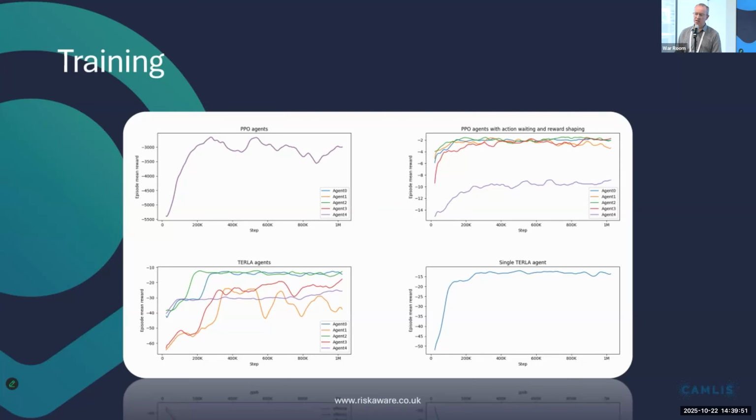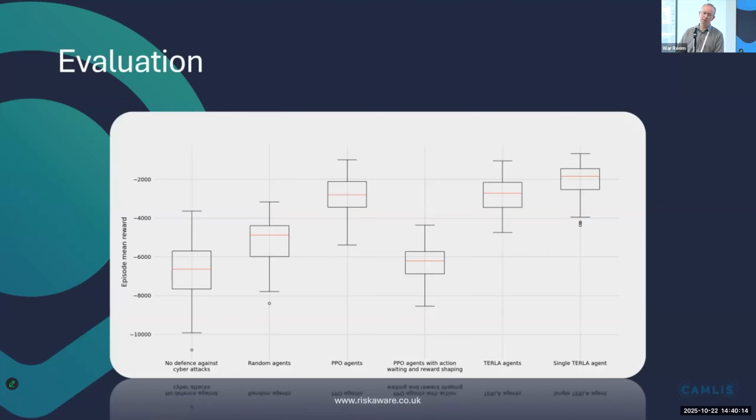Now, as I said, these are just training curves. So in order to evaluate the relative defensive performance of these solutions, we need to take each pre-trained agent, run it in a deterministic mode, and evaluate it over 100 episodes of Cage Challenge 4, which is the standard way of evaluating in the industry challenge. That's what we can see on this slide.